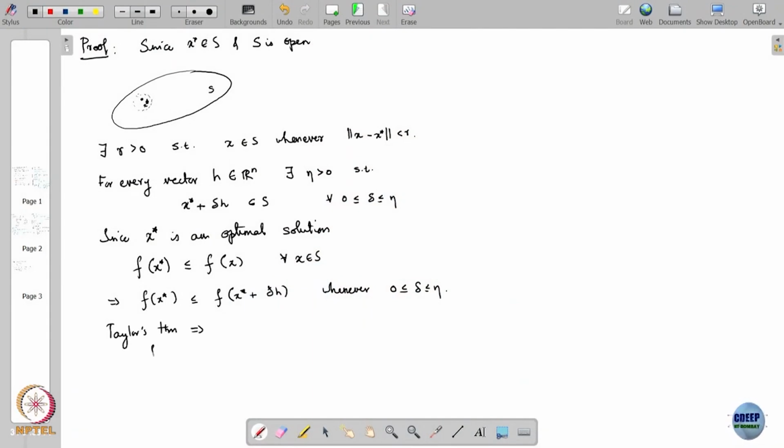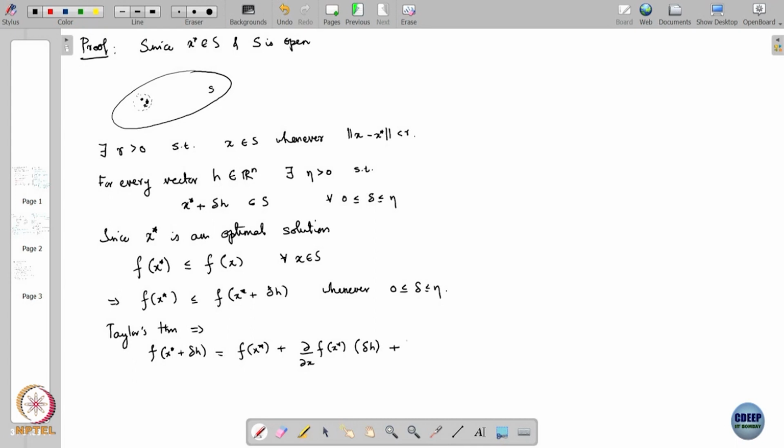Taylor's theorem tells you that f of x star plus delta h is equal to f of x star plus this derivative of f with respect to x evaluated at x star, times x star plus delta h minus x star. So, that is just delta h, plus something that is going to 0.